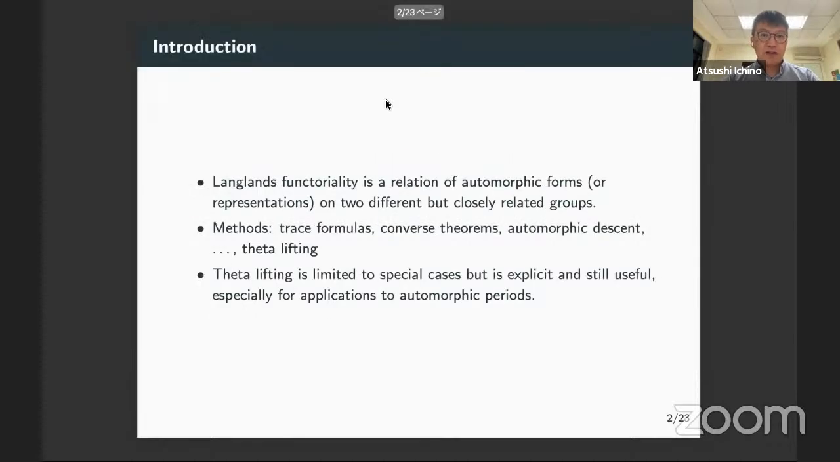So what is Langlands functoriality? Langlands functoriality is a relation of automorphic forms or representations of two different groups. And to study them, there are several methods, such as trace formulas, converse theorem, and automorphic descent. And the theta lifting in the title is one of them. So what is the feature of the theta lifting? This is limited to special cases, but it is also explicit and so useful, especially for applications to automorphic periods of automorphic forms.